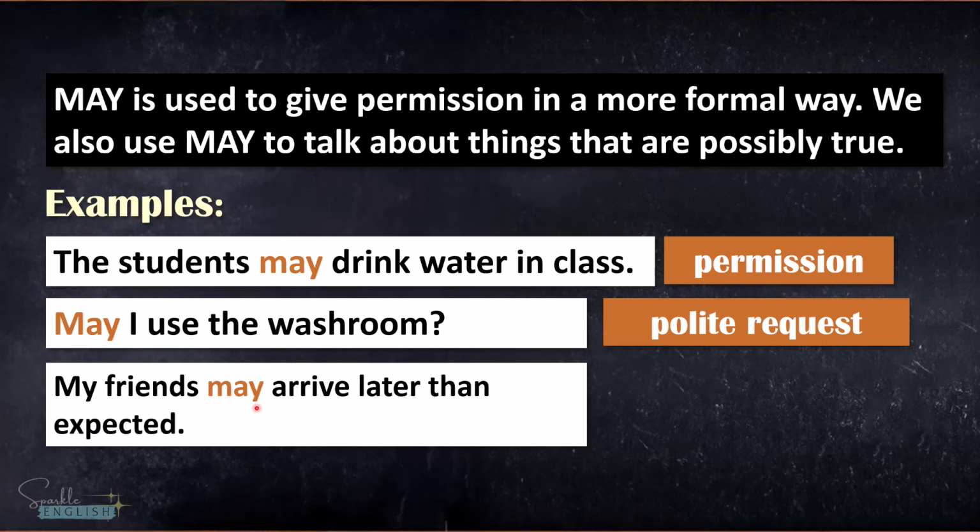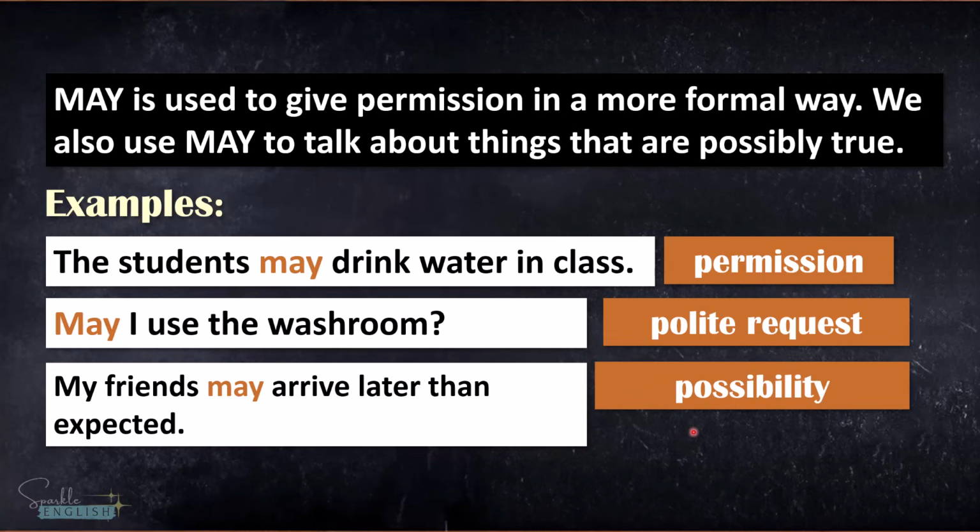My friends may arrive later than expected. In this example, may is used to express possibility. It's possible that my friends will arrive later. As we continue with this lesson, you'll see that there are many modal verbs that can be used to make the same sentence, but just remember that the modal verbs may and could are more formal or a bit more polite than can. So let's continue on to might.